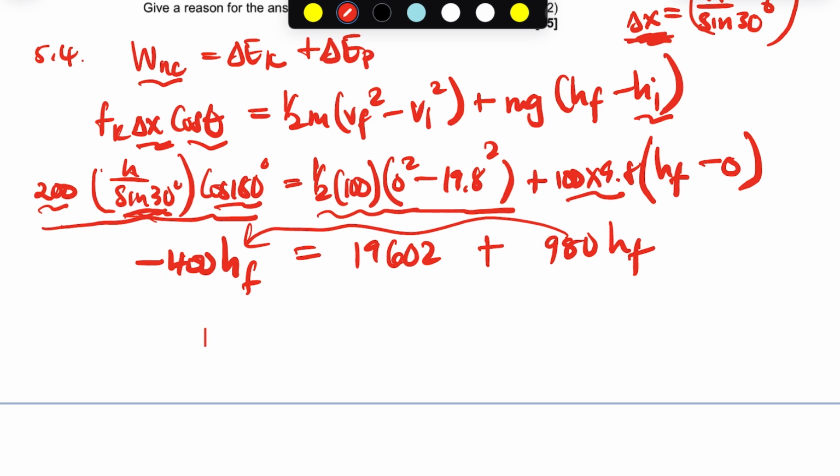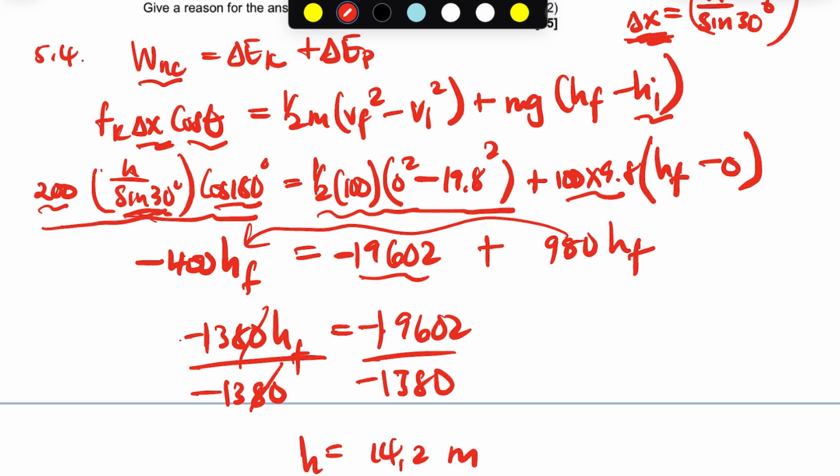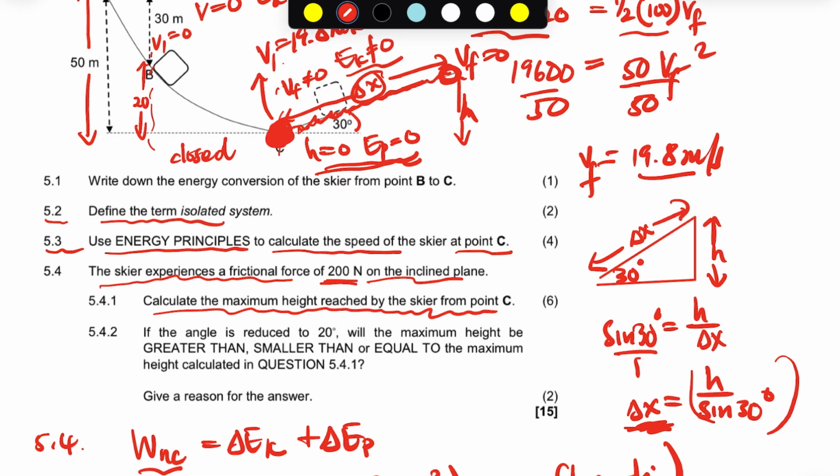When I take that to that side, this is supposed to be negative because there's a negative there, so it's going to be negative 1380 hf, and then we have negative 19,602, and we divide by negative 1380. Then our height is going to be 14.2 meters. Right, and then we're done there.